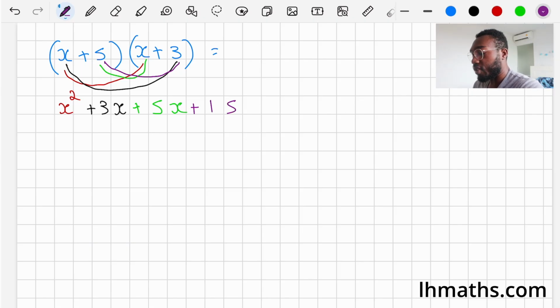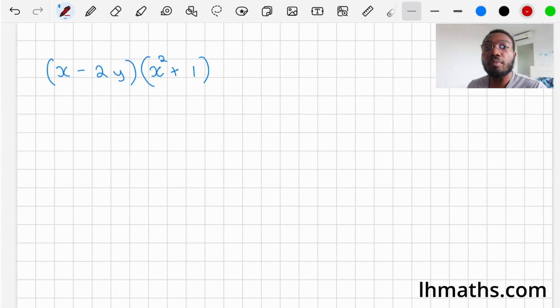Then if we just simplify that, we'll have x squared. 3x plus 5x is 8x, and then just left with the 15. So we're left with x squared plus 8x plus 15. So for our next example, let's say we have this question here. We have x minus 2y times by x squared plus 1.